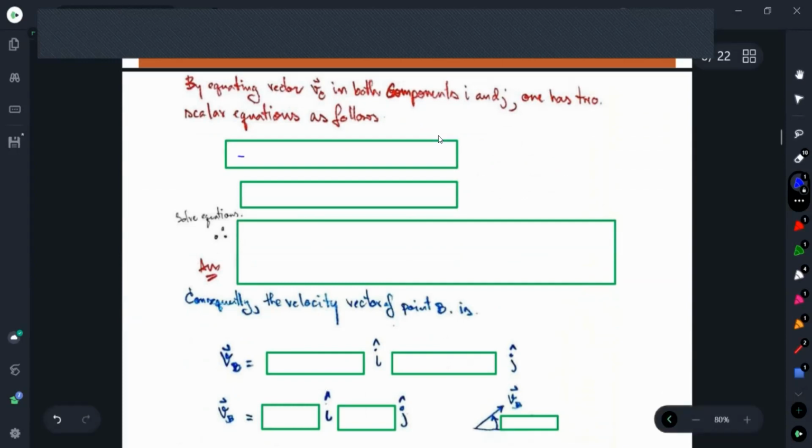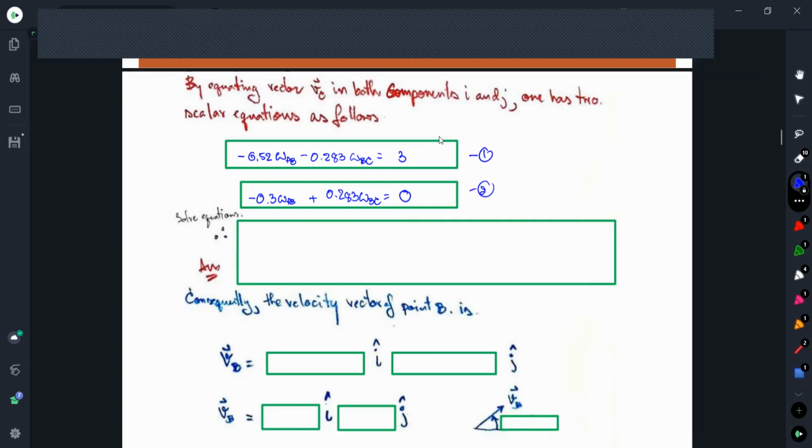We get two equations as follows. For the i component: minus 0.52 omega AB minus 0.283 omega BC is equal to 3. For the j component: minus 0.3 omega AB plus 0.283 omega BC is equal to the left-hand side. We found that VC has only one component, in i, so in j it becomes 0. Okay, so we have two equations now with two unknowns, omega AB and omega BC.